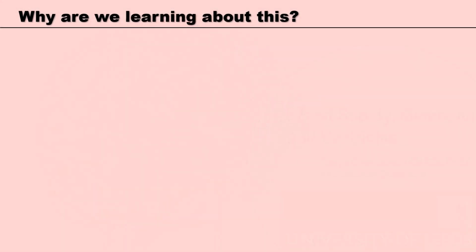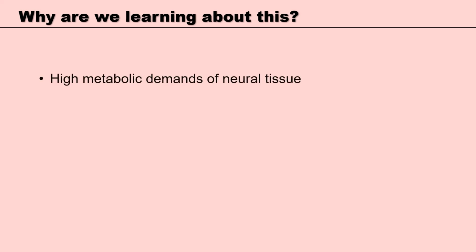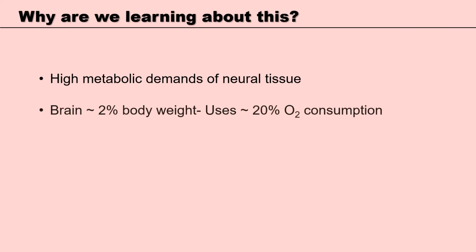But why are we learning about this? Well, the CNS has an incredibly high demand for glucose and oxygen. And how does this reach the brain? Well, through the blood supply, of course. In fact, of all the blood oxygen we use throughout our body, the brain accounts for just 2% of our body weight, but uses approximately 20% of our blood oxygen.